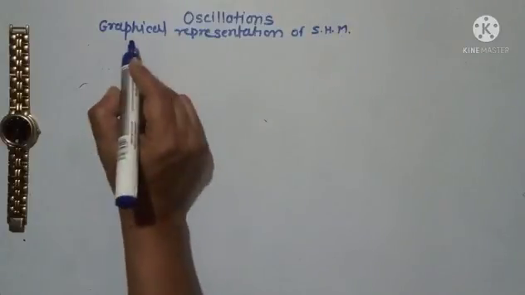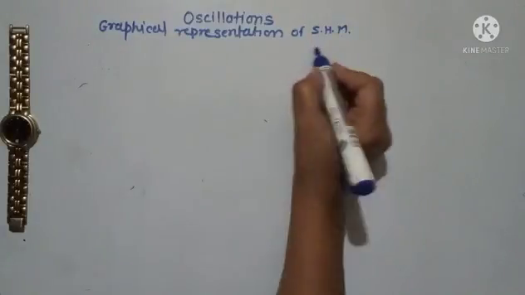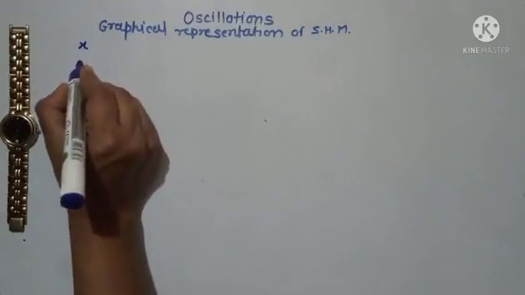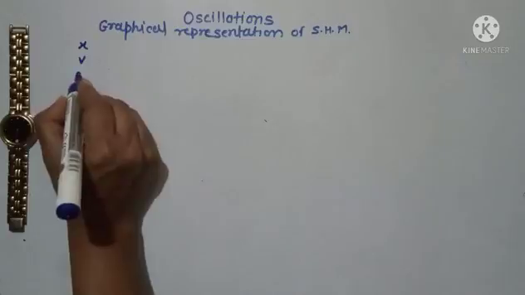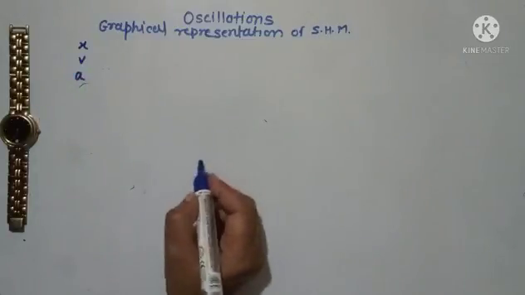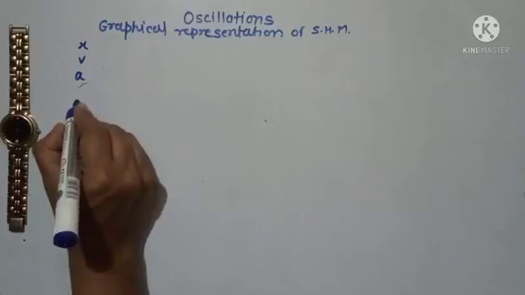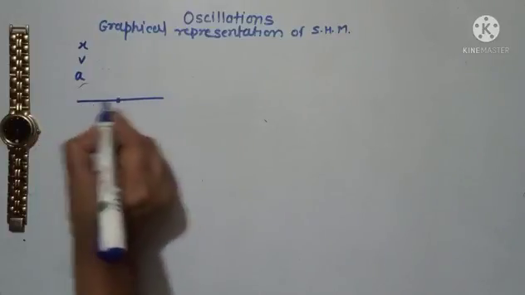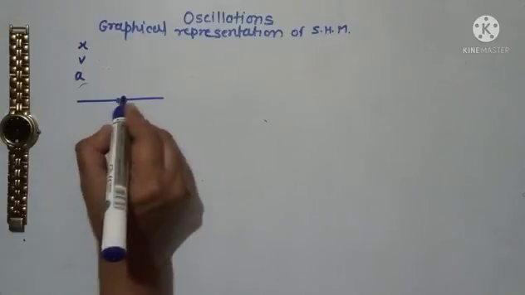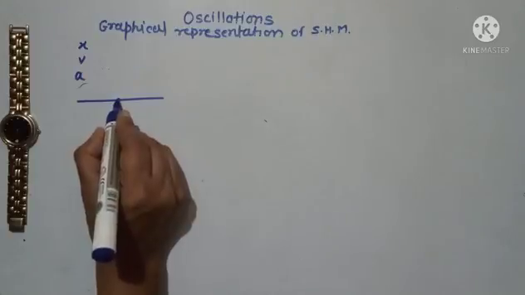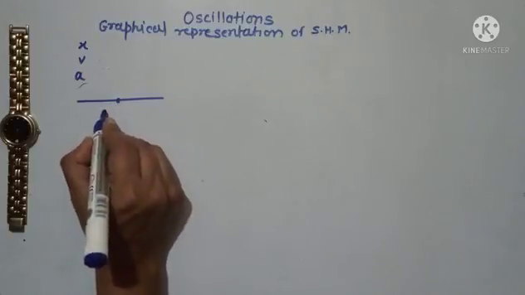In the last lecture we have seen the equation of motion of the SHM, and from that we have calculated the displacement, velocity and acceleration for simple harmonic motion. Now simple harmonic motion is a motion of a particle in a forward and a backward direction on a linear line.